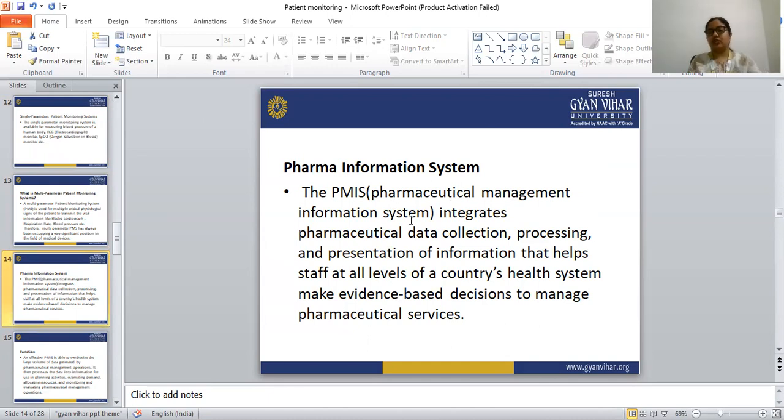Okay, pharmaceutical management information system integrates pharmaceutical data collection, processing, and presentation of information, that helps staff at all levels of the country's health system make evidence-based decisions to manage pharmaceutical services. So what is PMIS? PMIS is the pharmaceutical management information system.